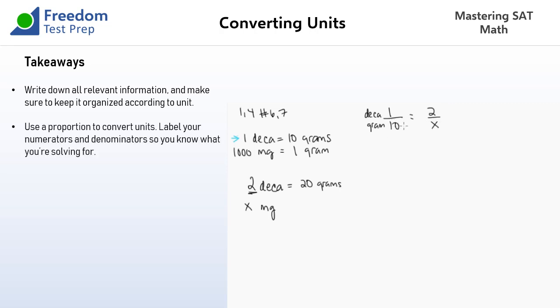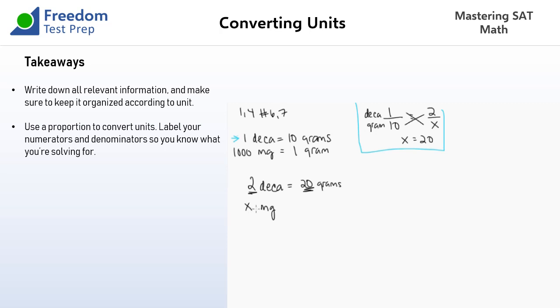Well, we've got the magic formula. We've got an equal sign and one fraction here, another fraction there. We cross multiply. 1 times x is x. 10 times 2 is 20. X is 20. And that's why we have it there. Okay, if you use this formula, this proportion kind of thing, you will get the answer right every time, as long as you keep organized. In other words, decas on the top, grams on the bottom. And if you don't mix that up, you'll be fine.